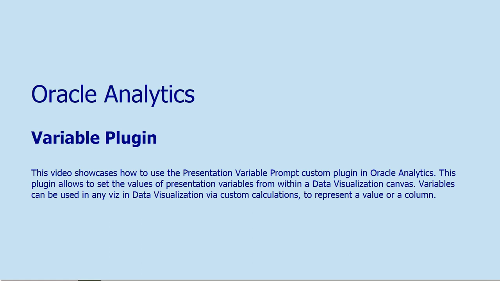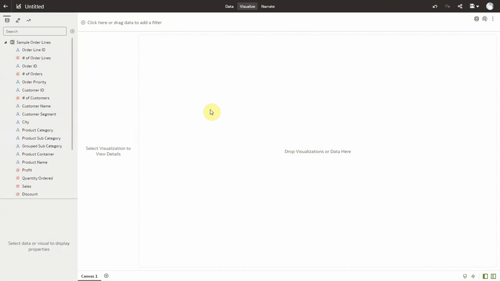Hi, in this video we will see how to use the presentation variable custom plugin, which is available for download in Oracle Analytics library. Once it is uploaded to the Oracle Analytics instance, it's available under custom visualizations within the DV project. For this demo we will use the sample order lines dataset.